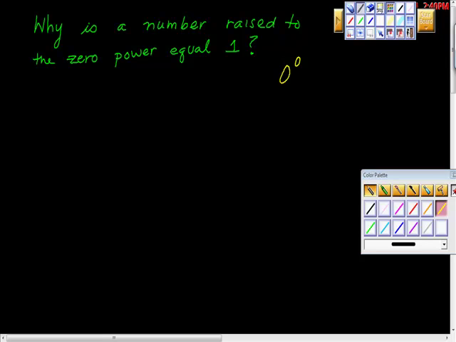Zero to the zero power is not equal to one. Zero to the zero power is not equal to zero. Zero to the zero power is undefined. Makes no sense. Cannot be solved. Is indeterminate. But I'm going to prove this later. But as I prove the rest of this, this is one method of proving it.